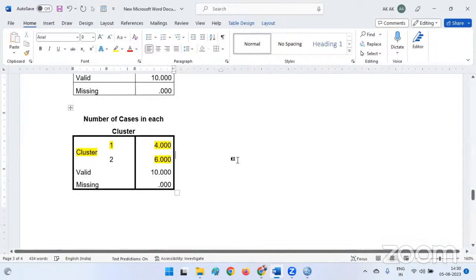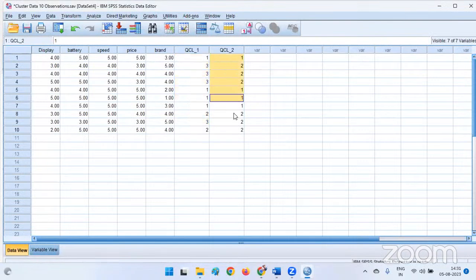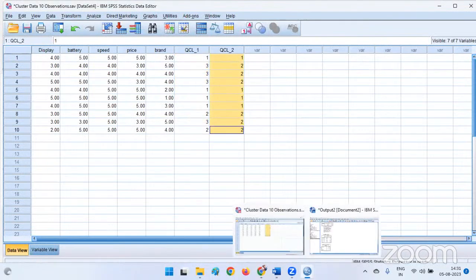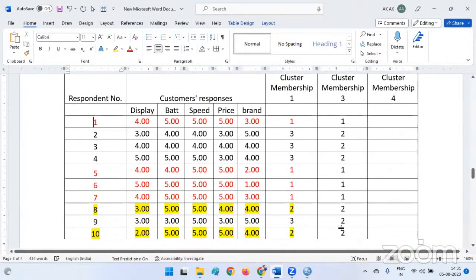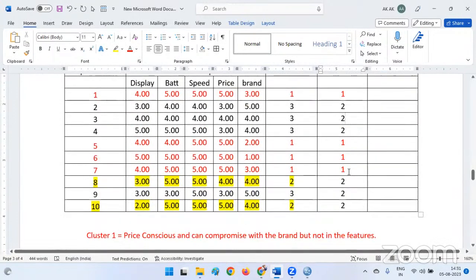4 and 6 members in the cluster. How do we go for it? What we do is, again we copy the membership, copy, and we paste it here. So 1 is still with 1. These are the same 1, 1, 1, 1, 1. Same cluster in one cluster. Now you see that these 3, 3, 3 and 3 plus 2, 2 all have become 2.